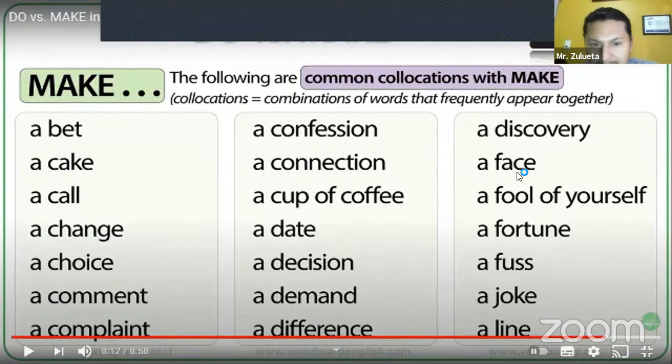Make a fool of yourself. Ridicularizarte en público, make a fool of yourself. Okay, so when somebody made a mistake and they continue making the same mistake, and it is obvious that the person is wrong, then you can say, don't make a fool out of yourself.